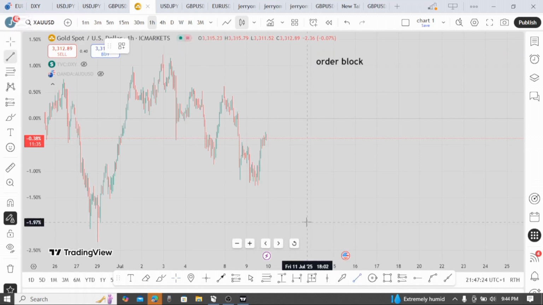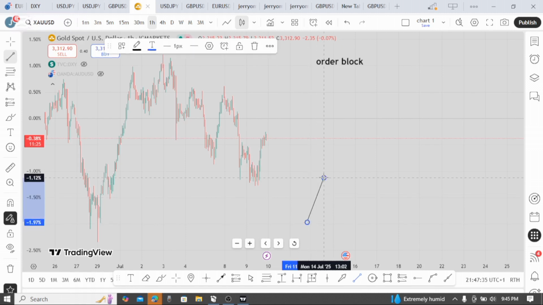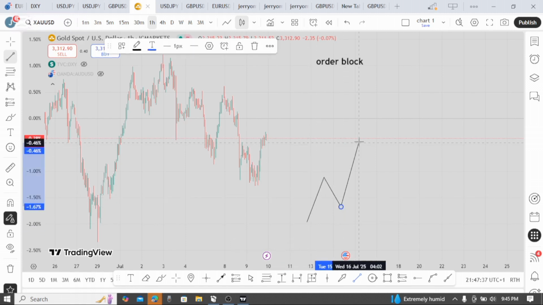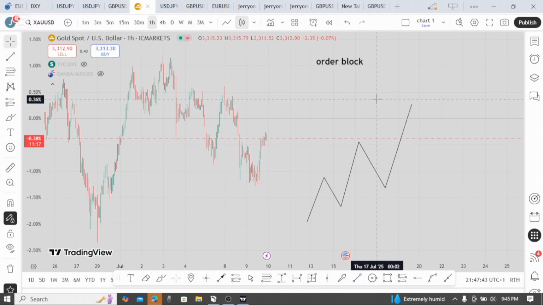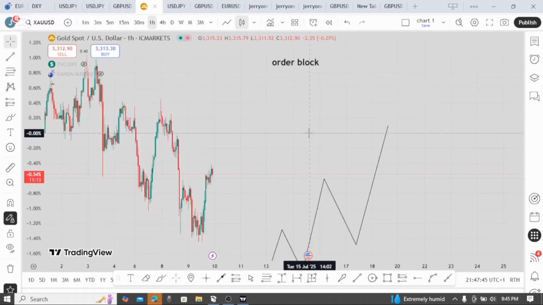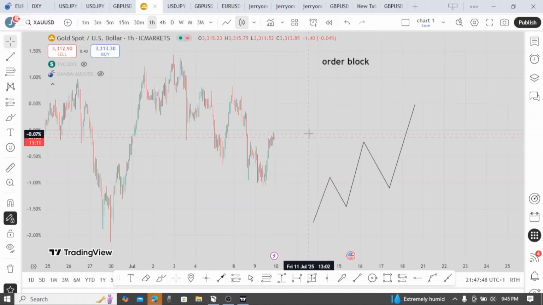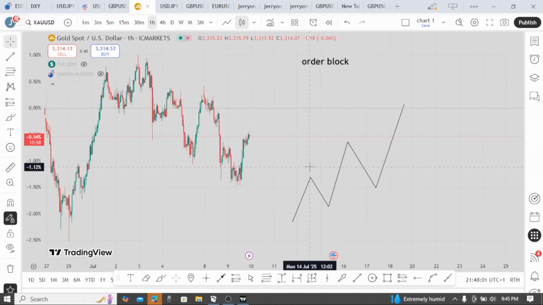Now, as I told you earlier, there is a bullish order block and a bearish order block, based on the market structure. Let's assume that we are going on the bullish structure. How can you use the order block? The bullish and bearish order block is based on the market structure they are trading. So let's assume that we are going bullish.